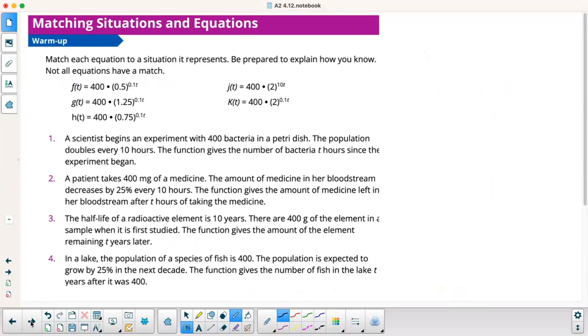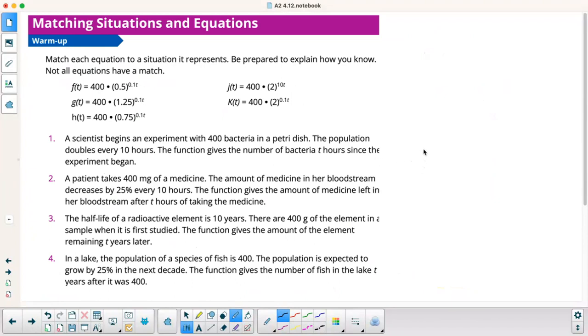All right, so here's our warm-up. Match each equation to a situation it represents. Be prepared to explain how you know. Not all equations have a match. All right, so let's look at one. A scientist begins an experiment with 400 bacteria in a petri dish. The population doubles every 10 hours. The function gives the number of bacteria, t hours since the experiment begins.